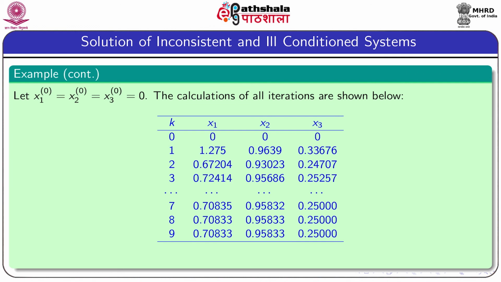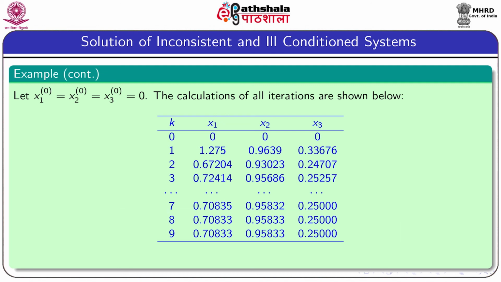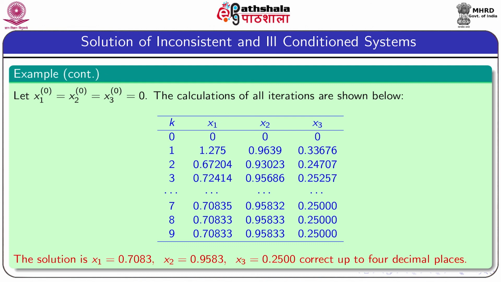Let x1^0, x2^0, x3^0 equal to 0 be the initial solution of the iteration scheme, and all other calculations are shown in the following table. Note that rows number 8 and 9 are the same. That means we terminate the repetition process at the 9th iteration, and the solution of the given system of equations is x1 equal to 0.7083, x2 equal to 0.9583 and x3 equal to 0.250, correct up to 4 decimal places.